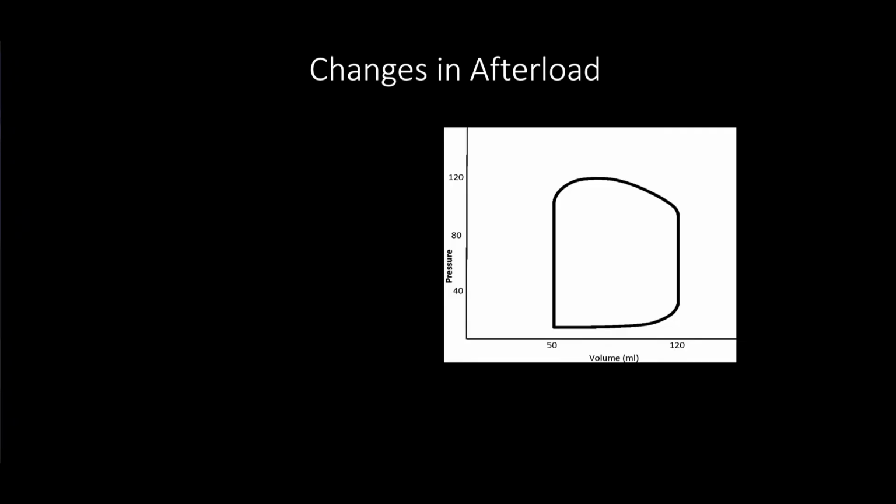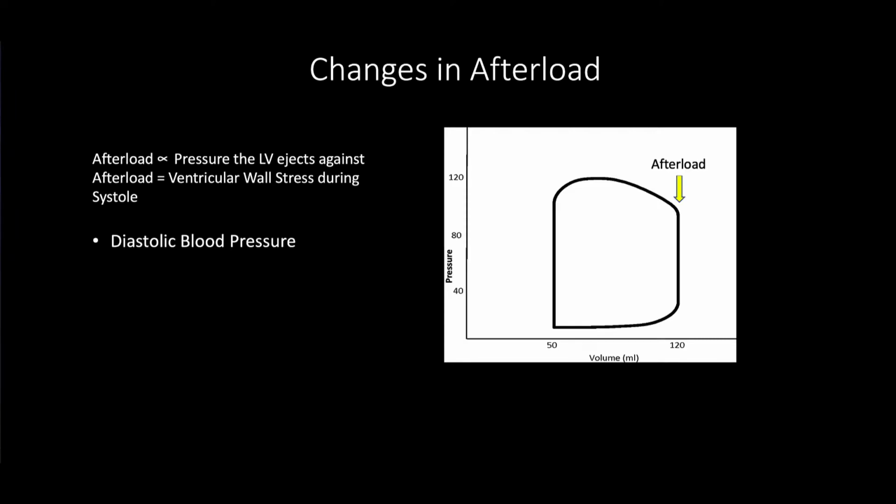Let's move on to changes in afterload. Okay, here's a nice pressure volume loop. Remember, afterload is proportional to the pressure the left ventricle ejects against. It's proportional to diastolic blood pressure. But really, afterload is the entire ventricular wall stress that it feels during systole. So, the diastolic blood pressure is definitely proportional to afterload.